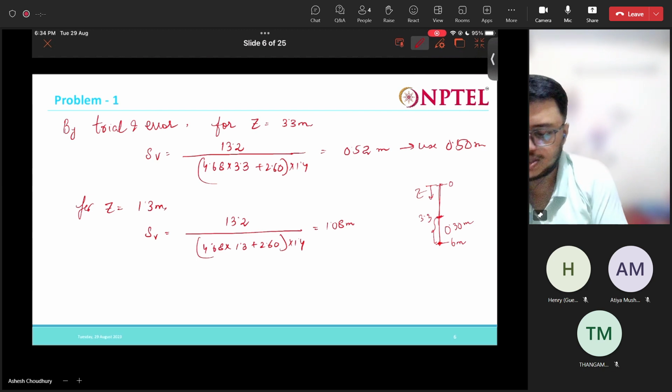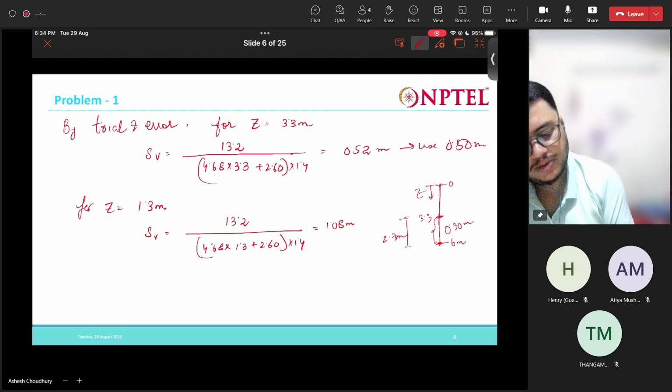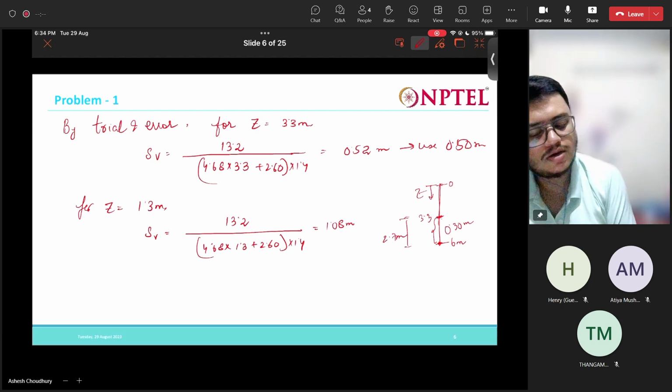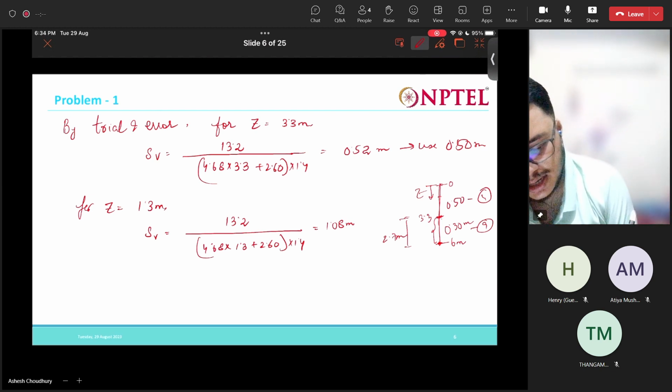All right, so 6 minus 3.3 is 2.7. So here to here is 2.7 meters, right? And from here to here, if you are providing a spacing of 0.3 meter, that means 9 layers. Then 4 layers we can provide with 0.50 spacing, and the remaining 2 layers we can provide with the remaining height.